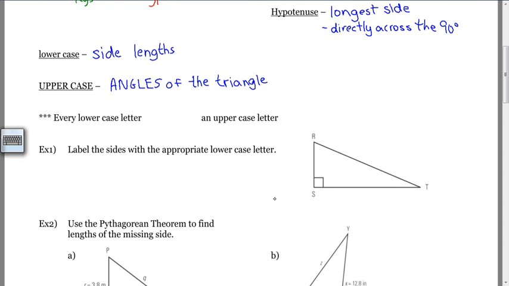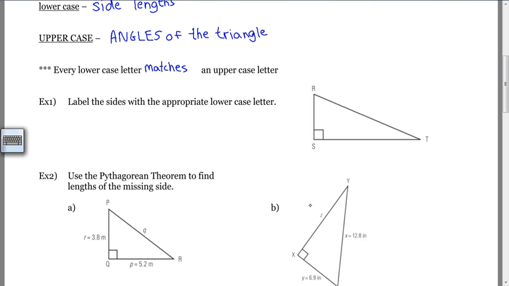Okay, every lowercase letter matches an uppercase letter. So little a is opposite the big A, right? Little b is opposite the big B. So for this one here, we have a big S, and directly opposite would be a little s. Big R would be little r, and big T would be little t. Okay, they're directly across.